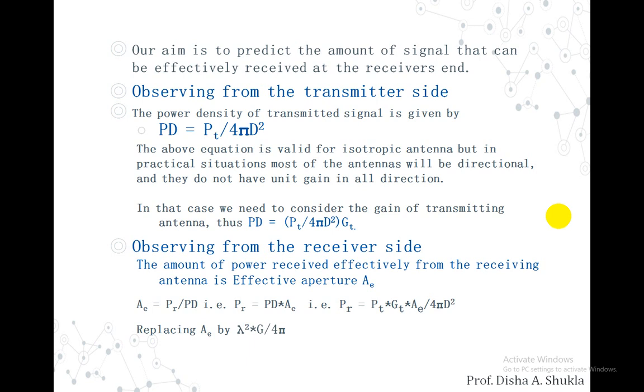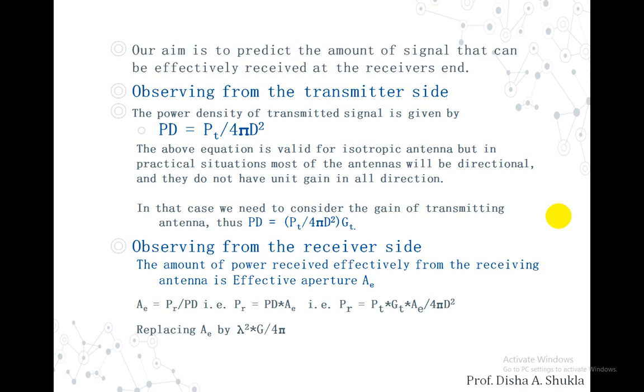Therefore our PD will be equal to PT divided by 4 pi d square into GT, where GT is the gain of the transmitting antenna. And observing from the receiver's side, the amount of power received effectively by the receiving antenna is given by the effective aperture AE. So AE will be equal to PR upon PD, that is PR is equal to PD into AE, by cross multiplying the variables.